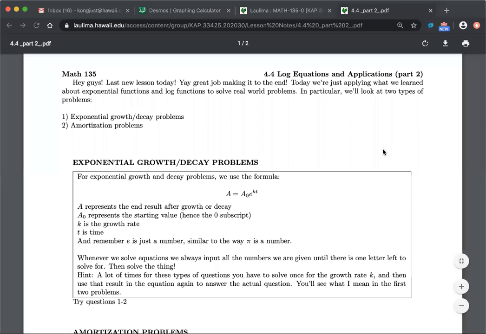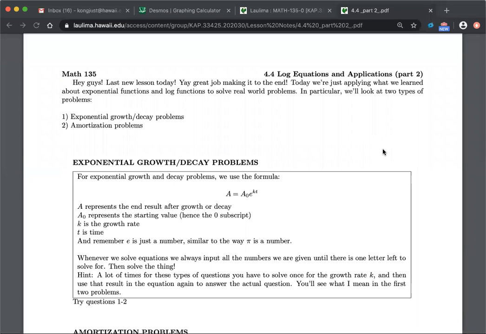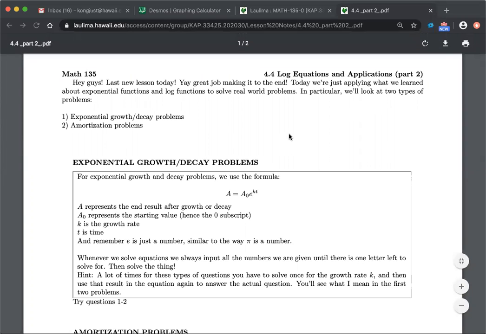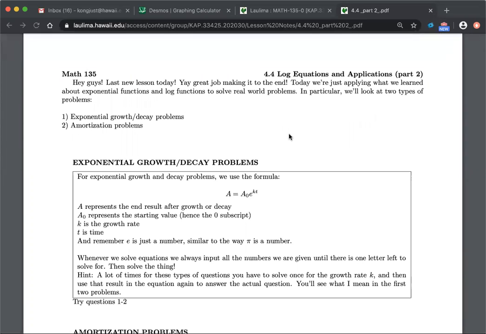Okay, so here we go. We're on 4.4, the last section that's new for us. So good job, guys. Made it to the end. And there are just two types of questions we're mainly focusing on today. We're actually not learning any new math, really. We're just learning how to apply the exponential and log functions to solve like word problems.